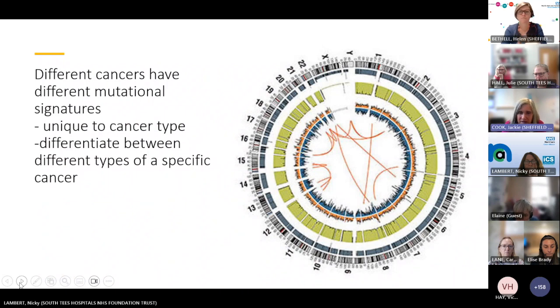Again, you see in the sun-related damage ones, you see a particular type of damage to the genes, and that again is reflected in the mutational signature. So we know that the type of genetic damage within cancers does vary according to the type of cancer that it is.